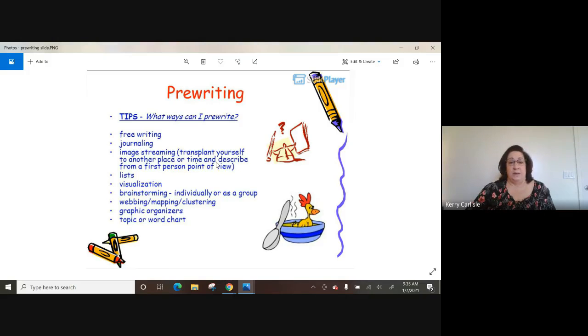You can image stream. In other words, you transplant yourself to another place and time and describe what you see. You can be like, oh, let's see, I'm on a new planet and they just discovered it and it's called planet Carlisle. And what do I see? Oh, there's purple trees. Image streaming is about really sensing something, and we're going to practice that as we go through, especially since writing poetry makes image streaming very important. Lists, visualization is where you see something in your head and then you describe it.